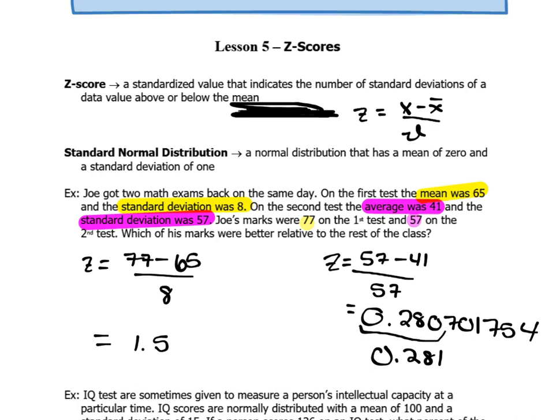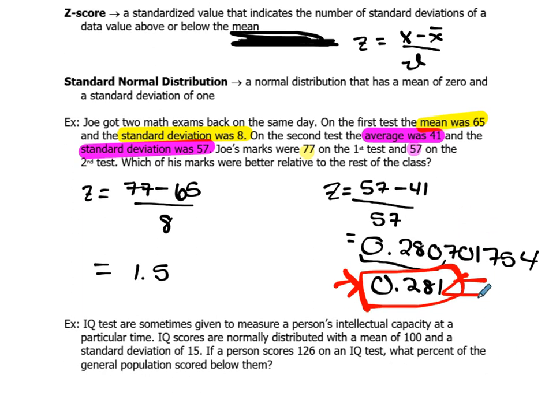So when we're looking at it, you might not have thought test 1 was the better result because he got a lower mark, but in comparison to the rest of his class, he actually did much better. And the reason being his z-score is lower on test 2. So that means that in comparison to his classmates, he did better here because he's not 1 full standard deviation away. He's 0.281 of a standard deviation away, whereas over here, he's 1.5 standard deviations away. So this one here is actually the test in which he performed better on when compared to his classmates.